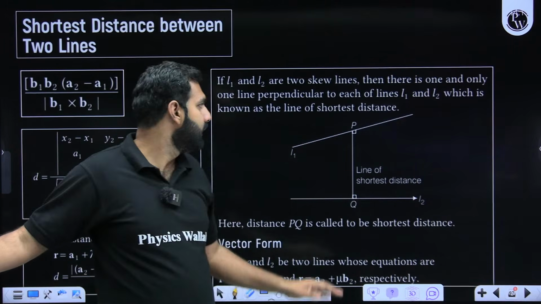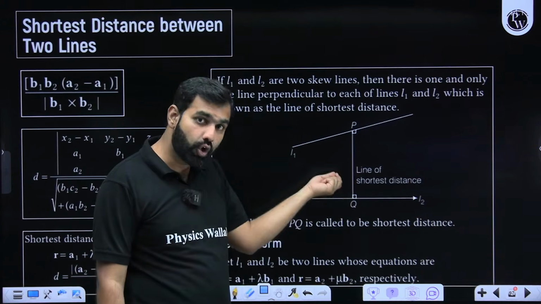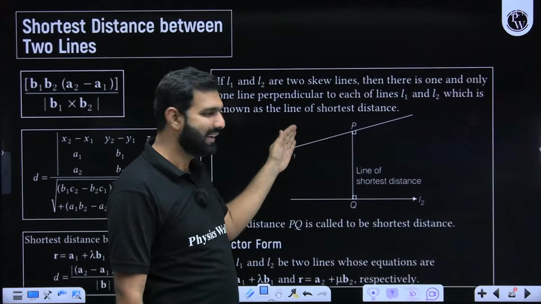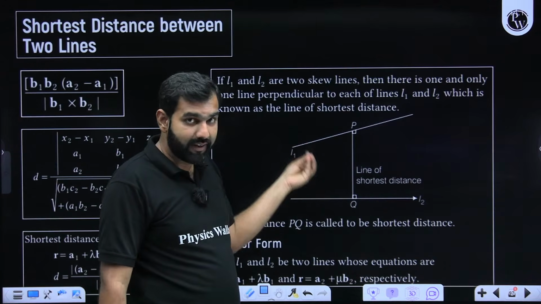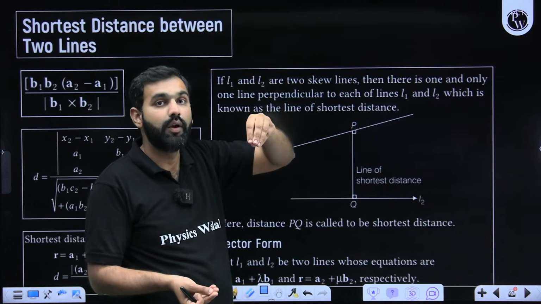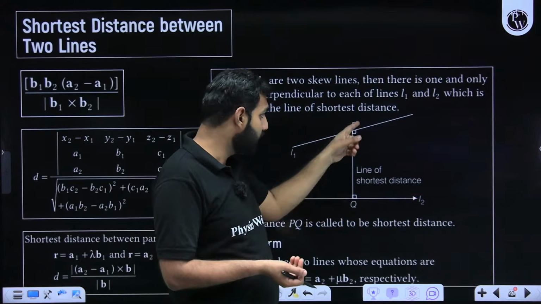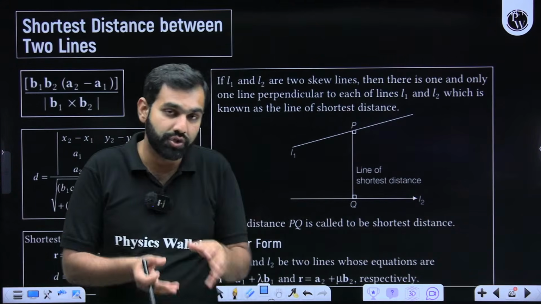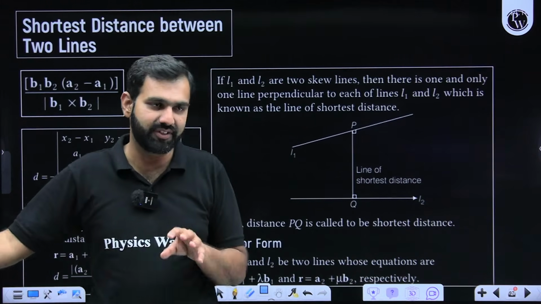So here, these are the two lines. I have drawn a normal PQ, which is the common normal. There is a point lying on L1, and there is a point lying on L2. If I join those points on L1 and L2 to create a line segment, and I take the projection of that line segment on the perpendicular of these two lines, then that projection will be the shortest distance between these two lines. This is the concept you must have studied.